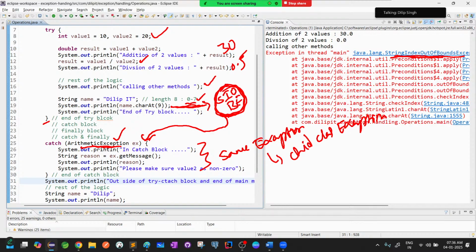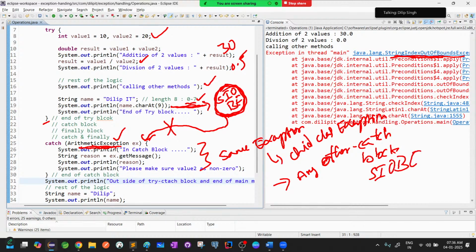So that's why JVM finds this catch block is not matching. It will observe this catch block argument. Okay, not matching. Then it will check whether any other catch block is available or not, a catch block associated with the string index out of bounds exception object. In this case, you don't have any other catch block.